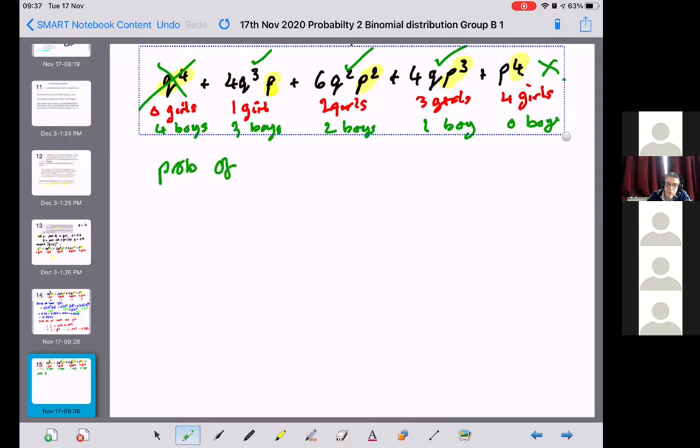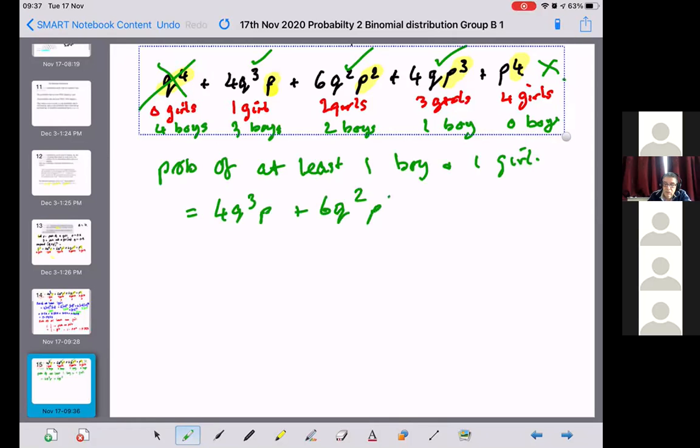So the probability of at least 1 boy and 1 girl equals. And there's 2 ways to go about it. We can add these 3 middle ones together: 4q cubed p plus 6q squared p squared plus 4q p cubed.